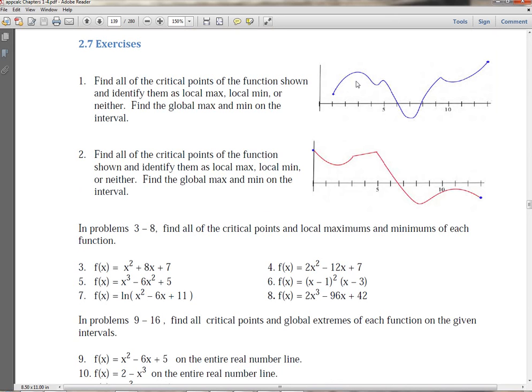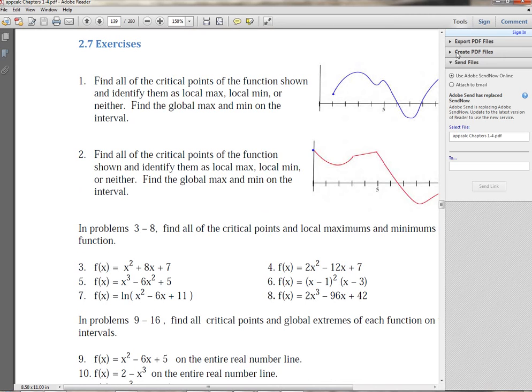your local maximums would be, let's see, what tools can I use? Can I mark this up with my mouse? 3. So 3 would be a local max. Where else would a local max be? 5. 5 would be a local max. 9 and 4.